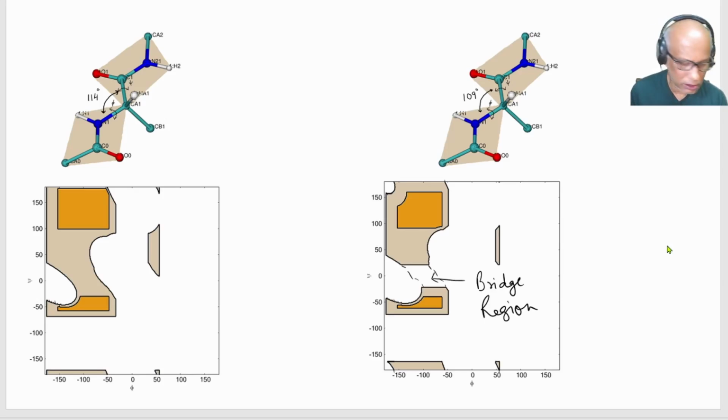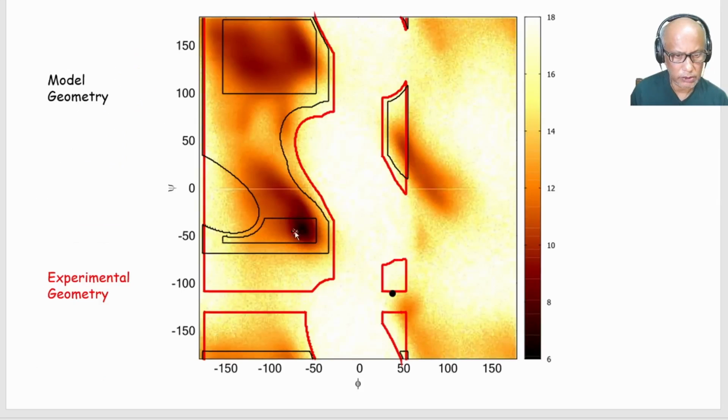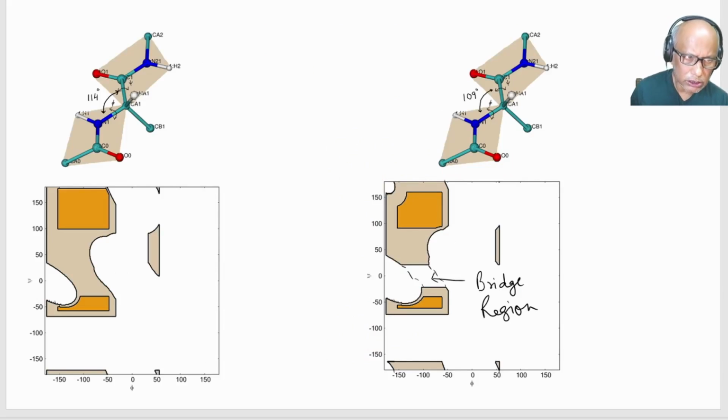But the trouble is that even though this appears to be disallowed, we see in the database that there are a lot of structures in the bridge region, right? So a lot of amino acid conformations are coming into the bridge region. So Ramachandran at that point of time decided that this tau angle must be extended a little bit. And if we extend it to about 113, 114 degrees, then the bridge region disappears and it becomes allowed. So why is that bond angle extended a little bit? That is obviously because of some local strain.